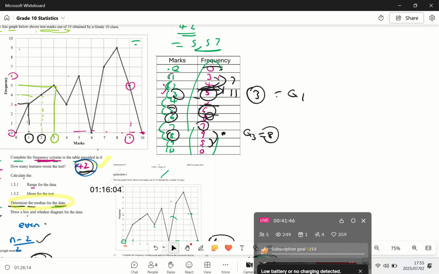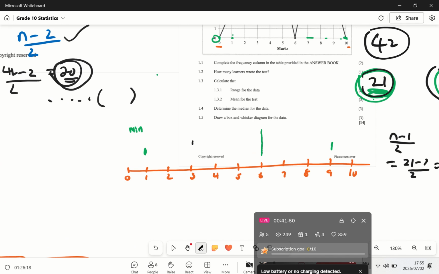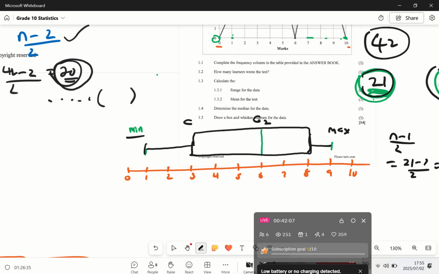So now you're going to go to your diagram. Your Q1 is 3. Your Q3 is 8. So your box will be like this. You draw a line there and a line there. You write minimum, you write max, and you write Q2, Q1, Q3. Easy peasy, ne?